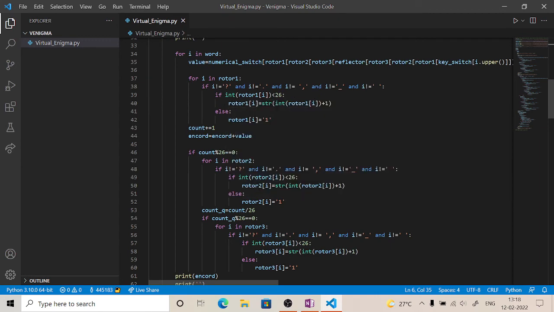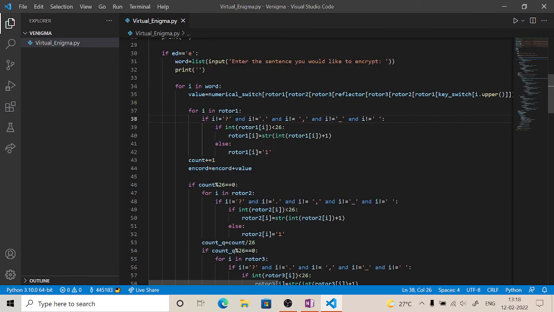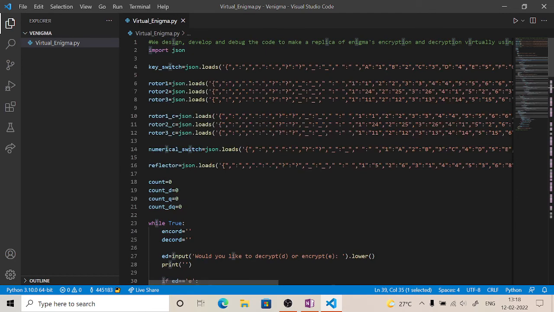So since there should not be special characters, I would be checking that I is not equal to special character. So okay, I is not equal to special character, I is not equal to, okay, great. So now we have got that I is not a special character, and then we would be simply adding the rotor 1 I value. So now we know that I is not a special character because we have passed it through an if condition, and only if I is not a special character, rotor 1 and in square brackets I, that means that rotor 1 is a JSON variable in which I is not a special character. That means that it should be either 1, 2, 3, 4, so on till the 26th number.